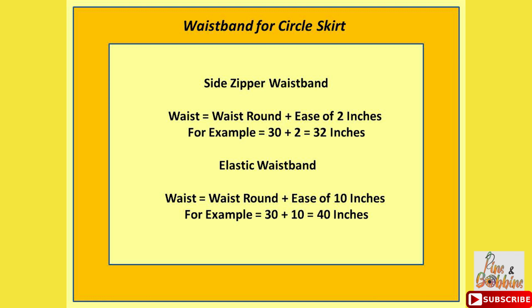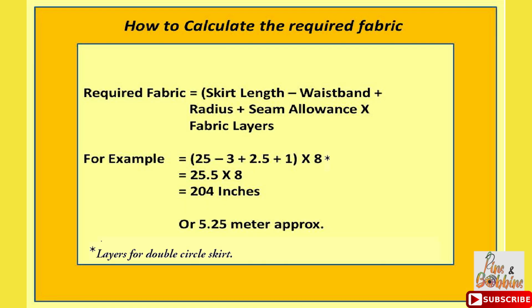And for an elastic waistband, waist is equal to waist round plus ease of 10 inches so that it can slide over our hips easily. Now how to calculate the required fabric? For this we need the skirt length and subtract the waistband from it, then add radius and seam allowance to it, and then multiply it by the layers you have taken for making your skirt.